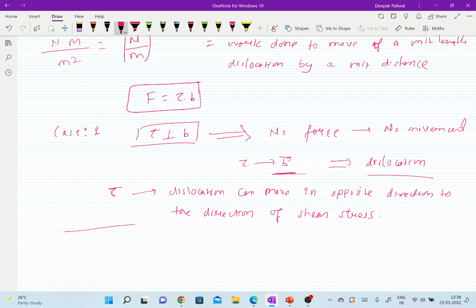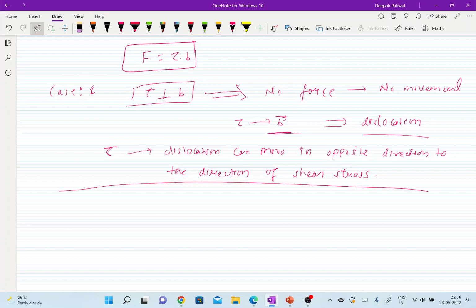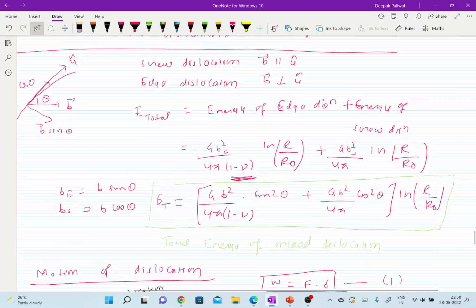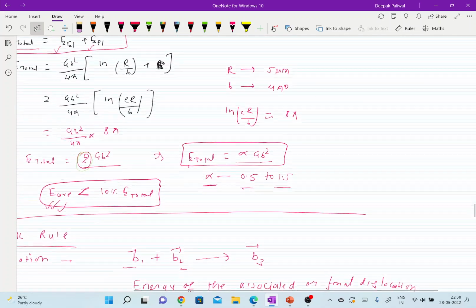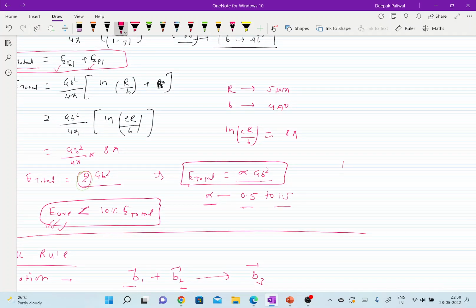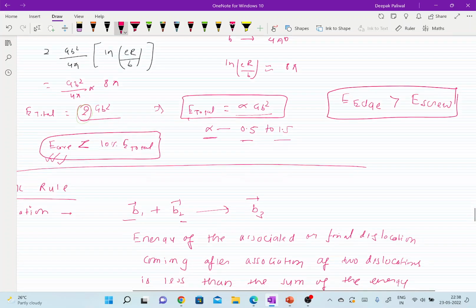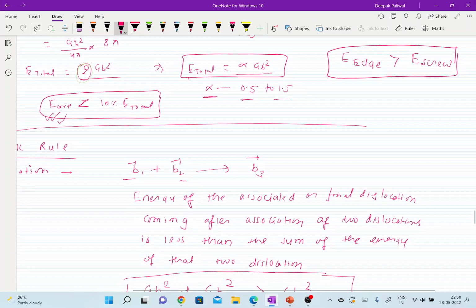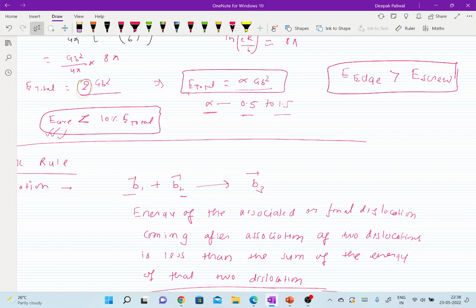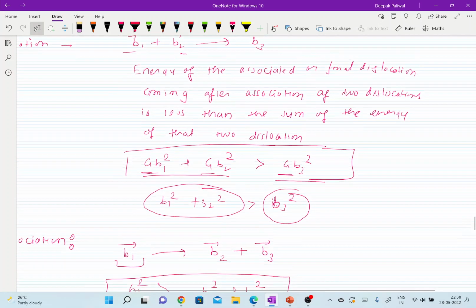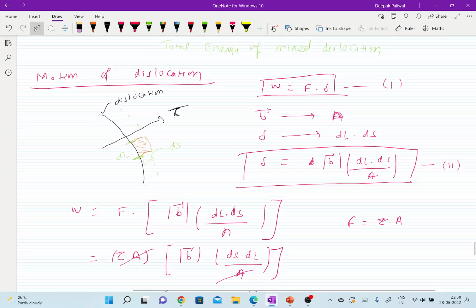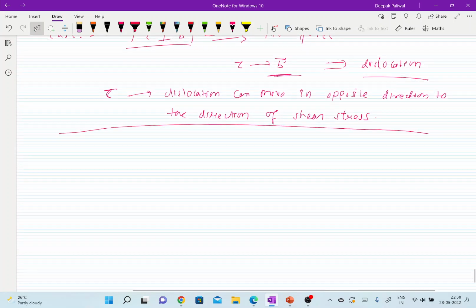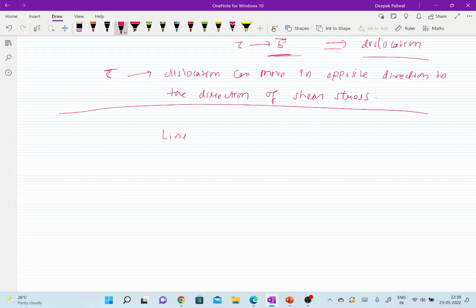So in the previous lecture, one important piece of information which I forgot to tell you is that the energy of an edge dislocation is always greater than the energy of a screw dislocation. We will learn in the upcoming lectures why we can say the energy of the edge dislocation is greater than the energy of the screw dislocation. In the next lecture we will learn about the line tension.